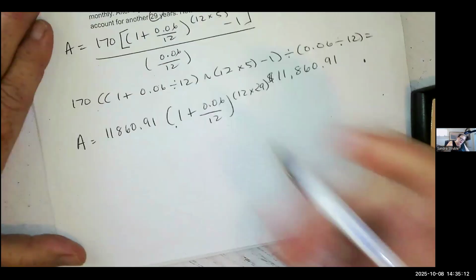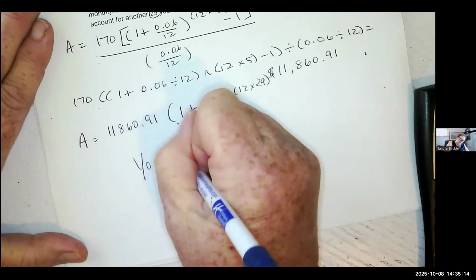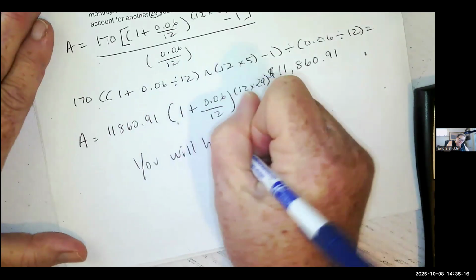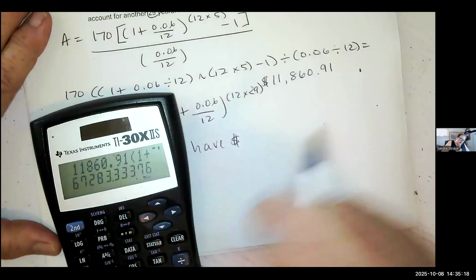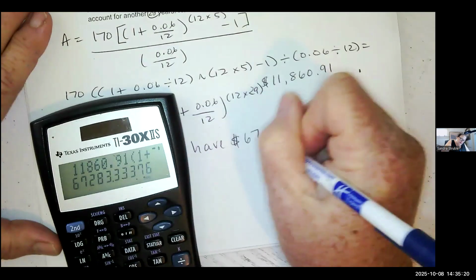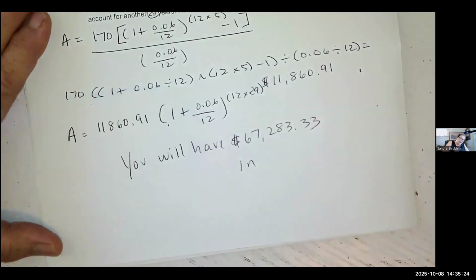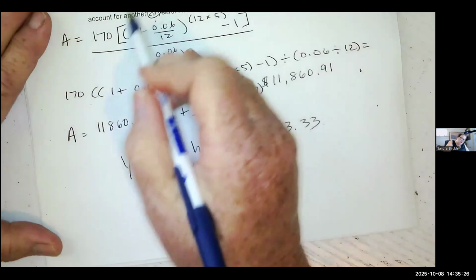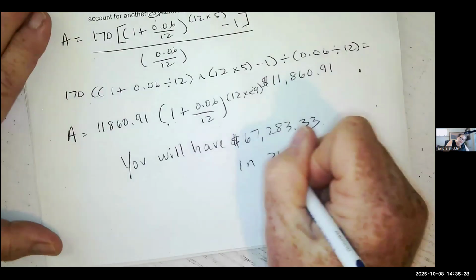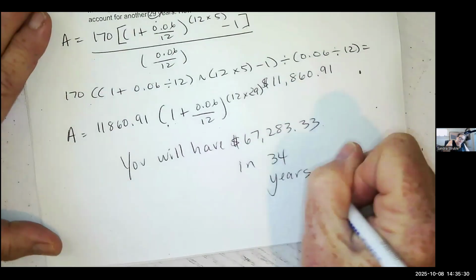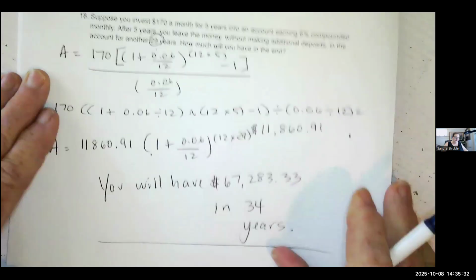So you will have $67,283.33 in total in, what is it, 29, 31, 34 years. Okay. So that's going to be one on your homework, potentially your exam.